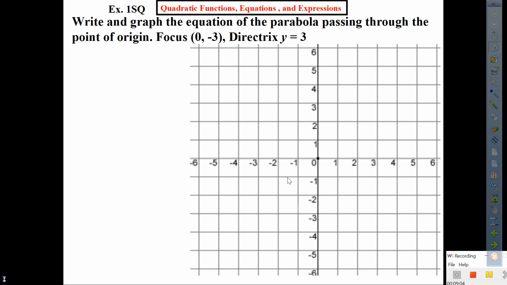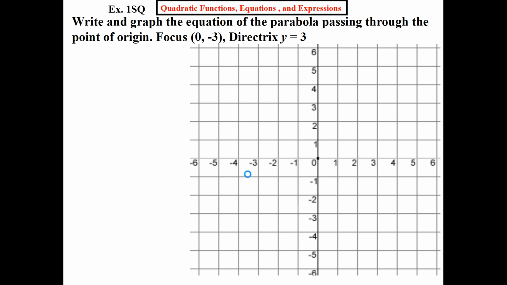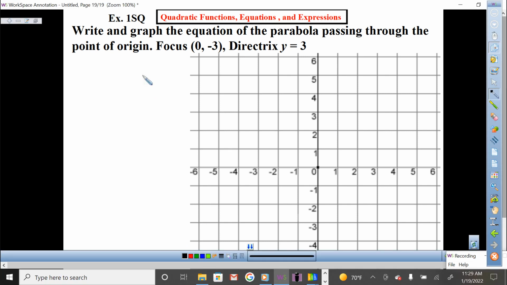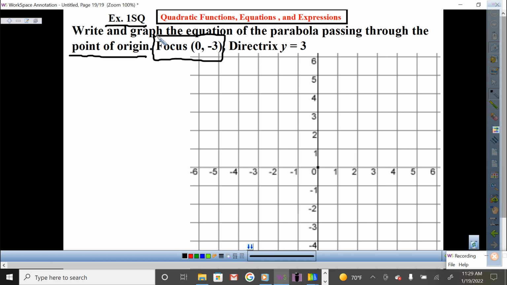So copy this one, and you can do the big one, the big graph paper. So it says, write and graph the equation. Don't copy all that. All I want you to write at the top left is Example 1, then write these words, points of origin. Then you're going to write focus (0, -3), and directrix y equals 3.